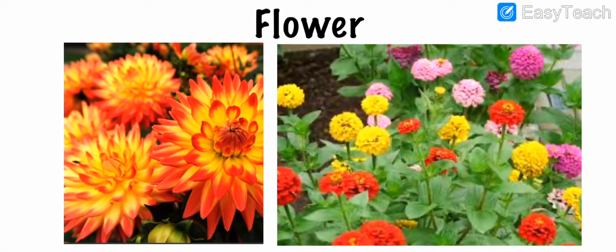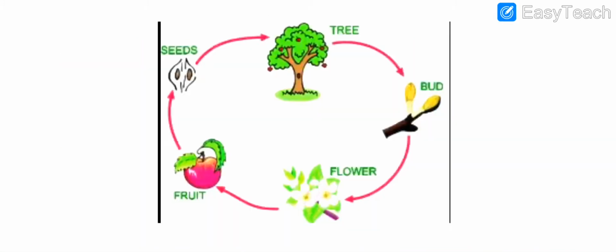Now let's talk about another part of the plant, that is flowers. Most flowers are brightly colored and have a sweet smell. Some flowers have a pleasant smell. Most flowers change into fruit. Most fruits have one or more seeds inside them. Seeds then grow into a plant. Thus, flowers are important to a plant as they help in reproduction.